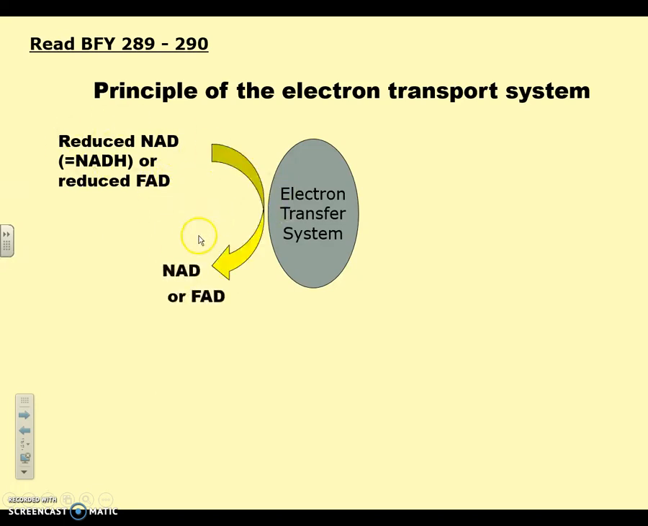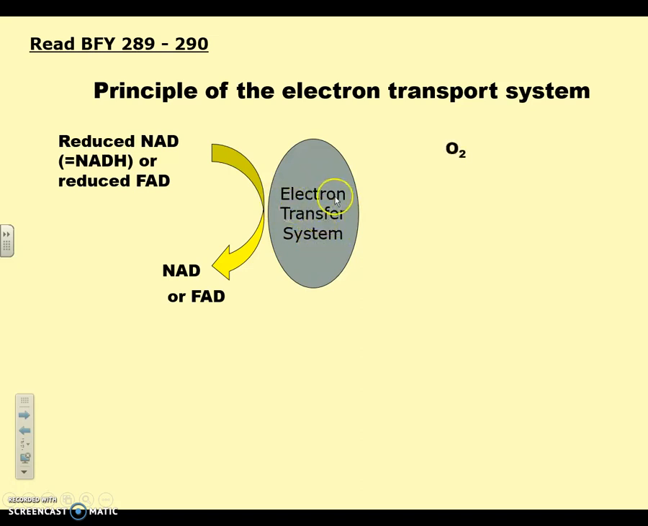And what they're going to do is deliver their high energy electrons to these proteins here in the electron transfer system. In the process, they are of course going to become NAD and FAD, so they won't be reduced anymore. This yellow arrow is representing what we'd call an oxidation reaction, because oxidation is loss. They've lost those high energy electrons. That means that the energy is being transferred to this system of proteins here, where it can be passed from one molecule to the next.